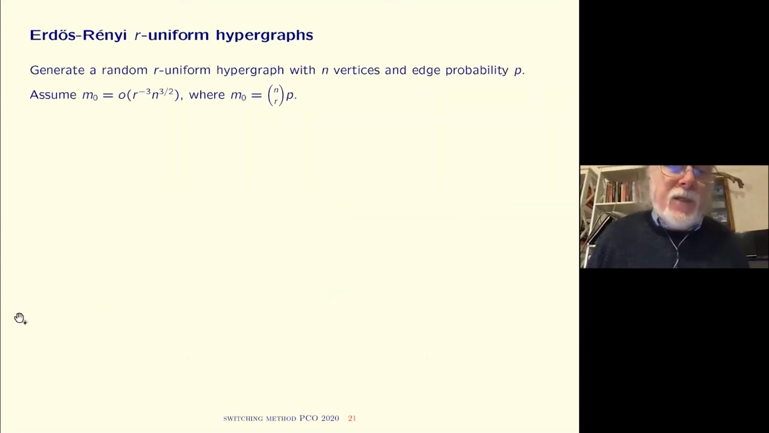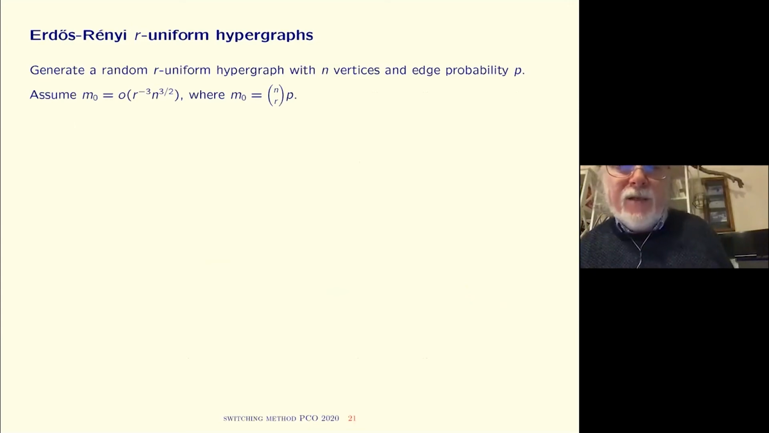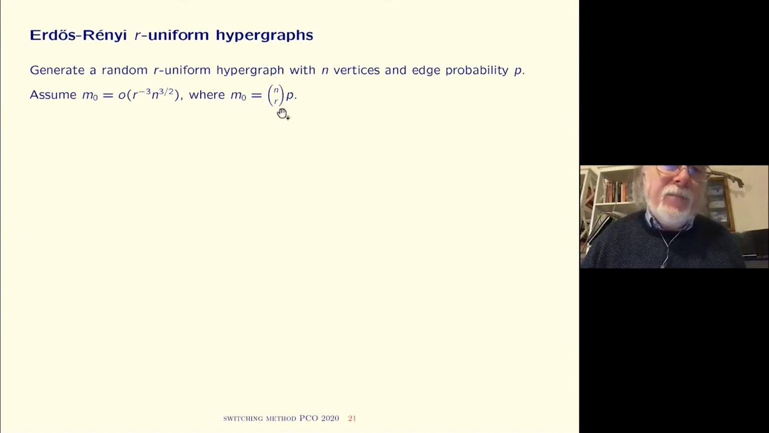Now, suppose that instead of specifying the number of edges, we make an R-uniform hypergraph in the Erdős–Rényi style. You take a probability P, and then for each of the possible n choose R edges, you put them in with probability P. So what can we say about this family of graphs? Let's let M0 be the expected number of edges. And we need the same bound on M0 as we put on the number of edges before.